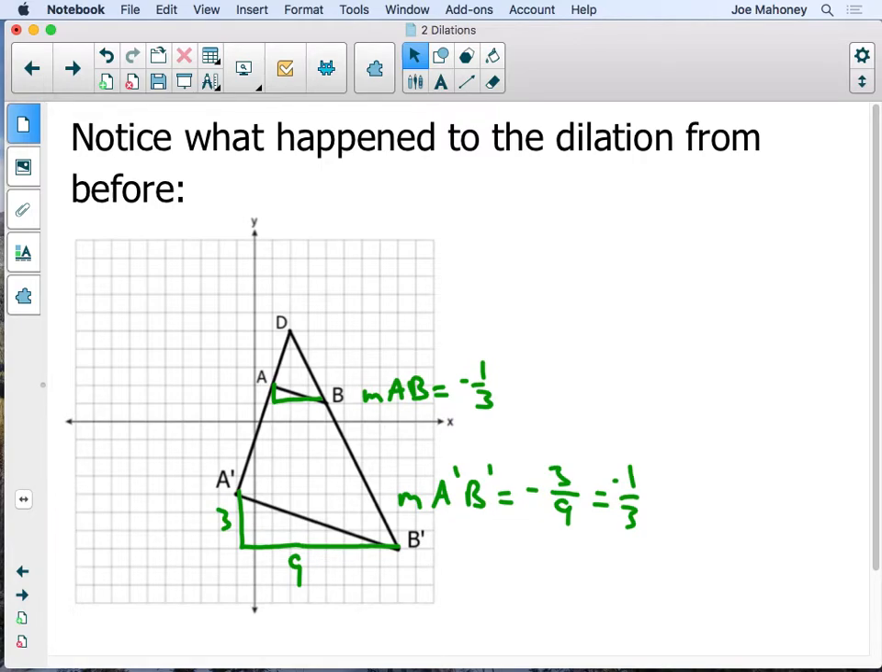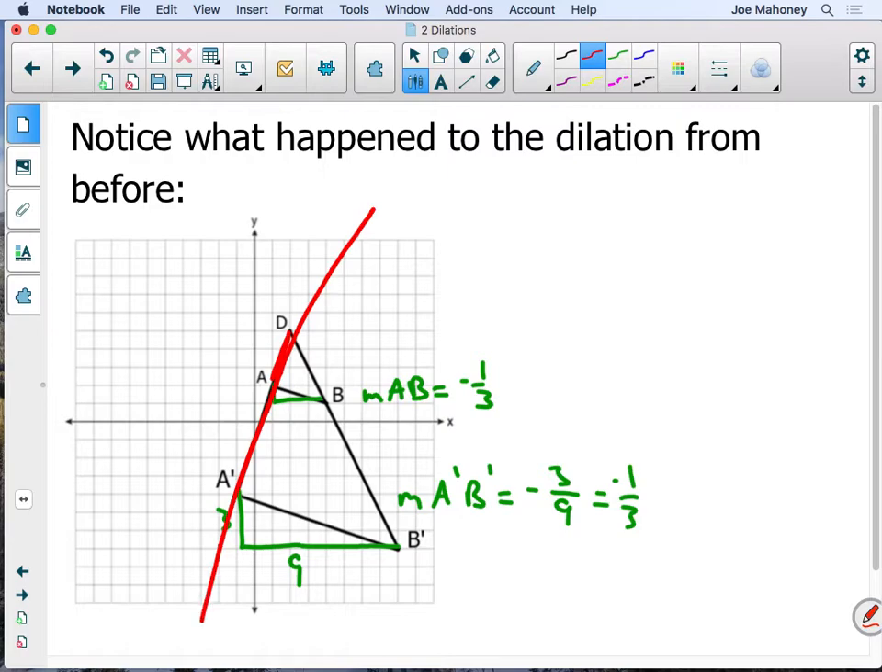But notice that it took segment AB and moved it parallel, but it took segment DA and just kind of stretched it out. So the line that contains DA also contains A prime. That's the idea of that collinearity we talked about before.